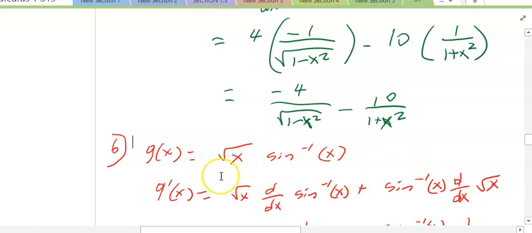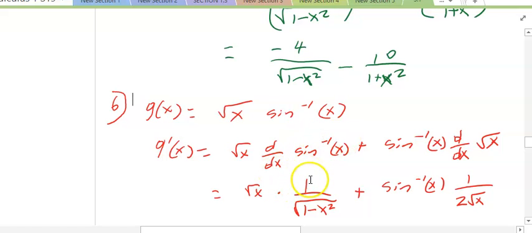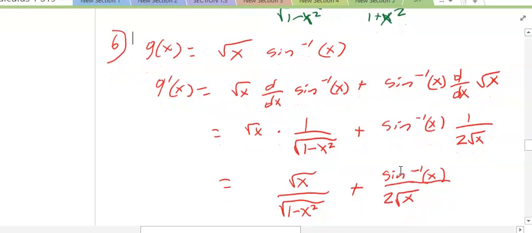Now we could have, like we did previously, rewritten our radical x as a fractional exponent, x to the 1/2, and later on reconvert them to radicals. Since we've met this guy before, I'm just going to write his derivative and work from that. So this is going to be radical x times 1 over radical 1 minus x squared, that was the derivative of sine inverse of x, plus sine inverse of x times 1 over 2 radical x. Simplifying as much as possible, we have radical x over radical 1 minus x squared plus sine inverse of x over 2 radical x, and we are done.